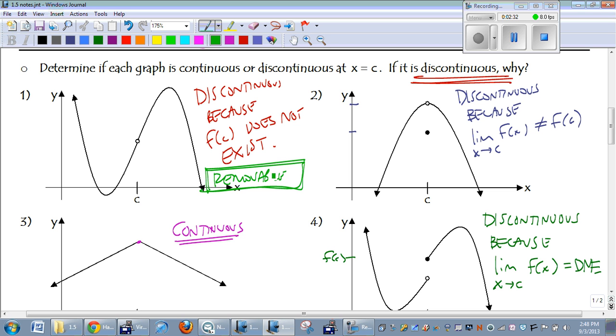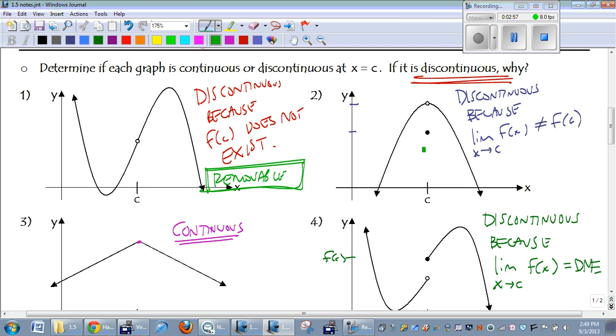And if you think back to what we've talked about with holes, which we have here, remember those are kind of removable in a way when you factor the top and bottom and cancel out those common factors, removing that factor. That's another way to help you remember that the hole is a removable discontinuity, because when we do it algebraically, we remove that factor from our function.